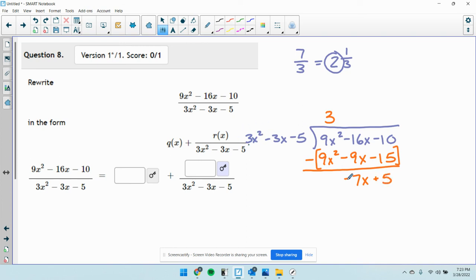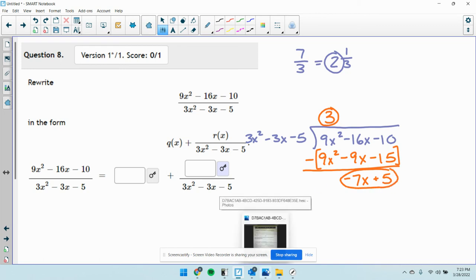I have an x squared here and I have an x here, so I can't multiply this by anything else to get that. This is as good as it's going to get. This is just going to give me 3 with the remainder of this. So when we divide, I get an answer of 3 with a remainder of negative 7x plus 5. So this is just going to be 3 plus negative 7x plus 5 over the denominator. Okay.